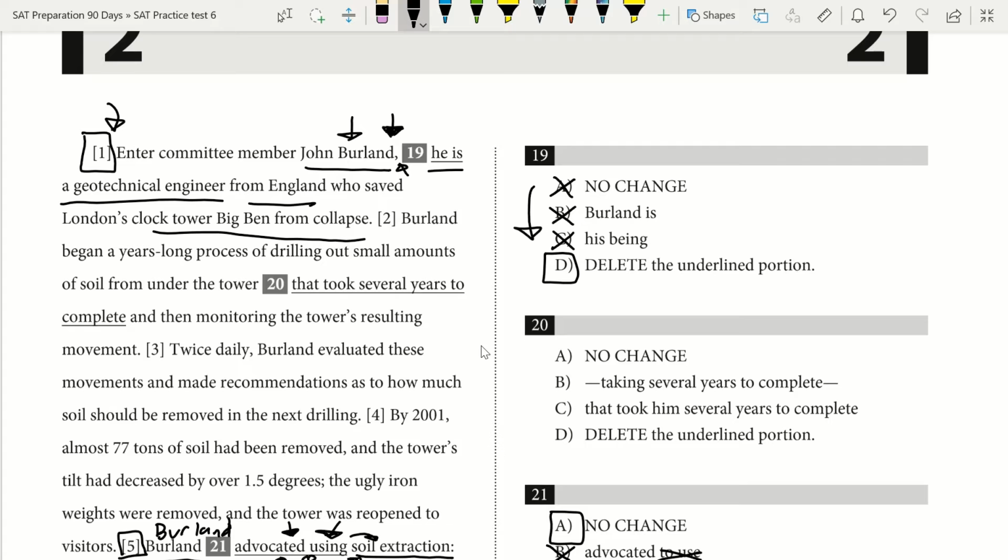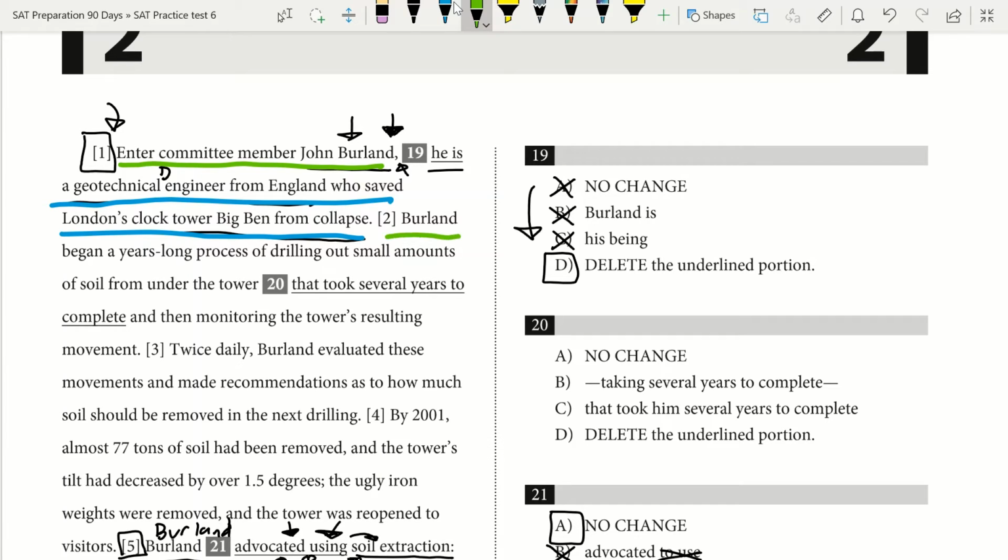Okay, that's using a dependent clause, right? That whole thing, I'll put it in blue, right? From here all the way to collapse. That's a dependent clause that's being connected to my independent clause, which I'm going to put in green, by that comma. Okay, so that's grammatically correct. That works. D would be our correct answer for 19. Okay, so that's the first SAT writing tip.